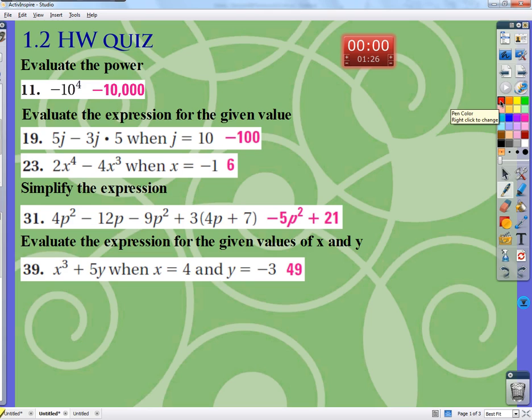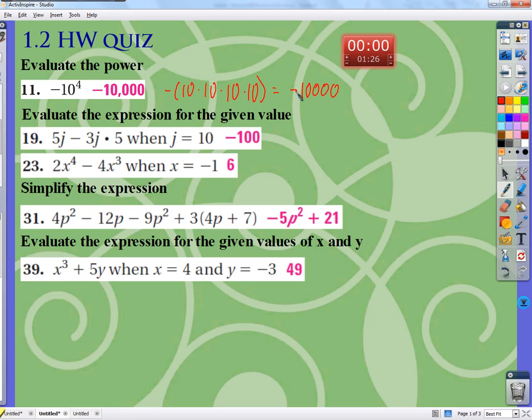Alright, so we're supposed to evaluate this power, and we're going to get negative 10,000, because we're going to get negative 10 times 10 times 10 times 10. Okay? And we're going to have 1 with 4 zeros, so that's going to be 10,000, and 10 is negative. Okay?